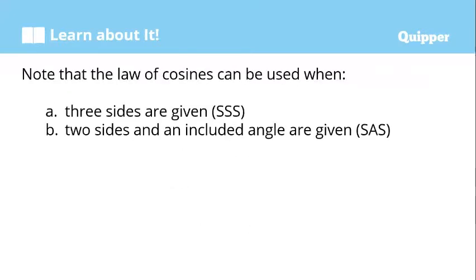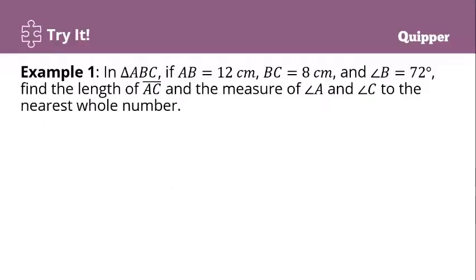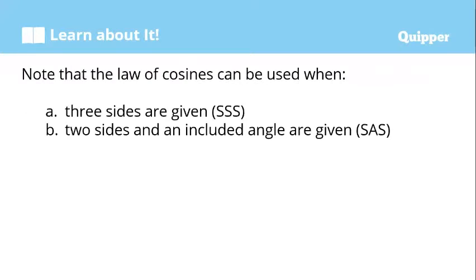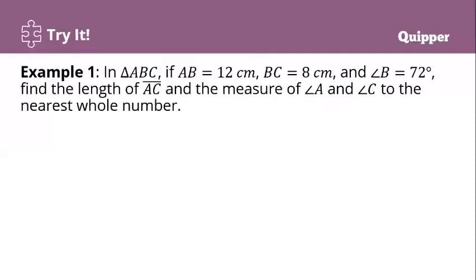Note that the law of cosines can be used when we have two conditions. One, three sides are given, or the SSS. And two, if there are two sides and an included angle given. That's SAS. Again, SSS and SAS. The two conditions. We have now the examples.